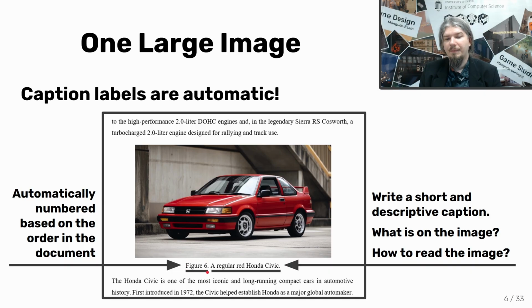After the automatic label, you should write a short descriptive caption. So this is the actual caption of the image. There you should write what is on the image or how to read the image. For example, on this image we have a regular red Honda Civic. But you might have a more complicated image, some kind of a diagram or a graph, and you might need to provide some information on how to read or what to pay attention to on a particular image. So the caption is where you write that.